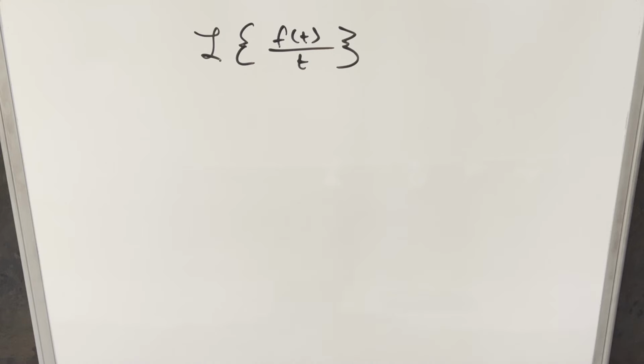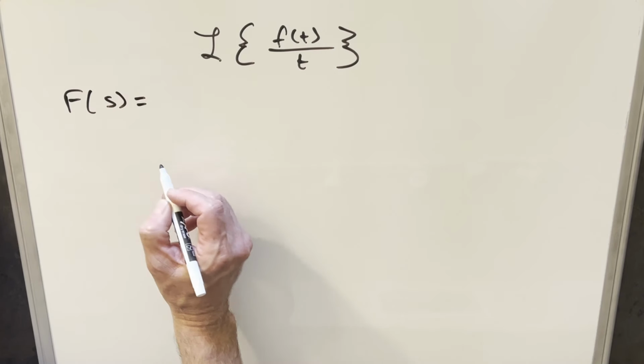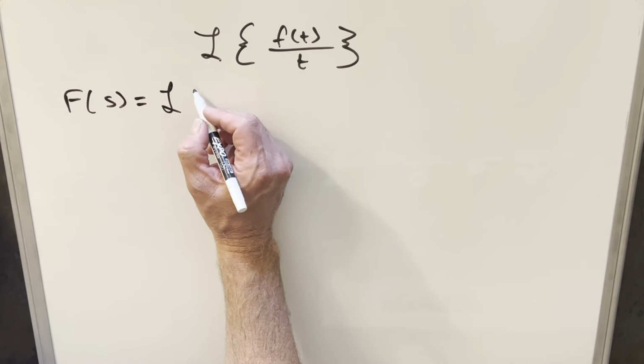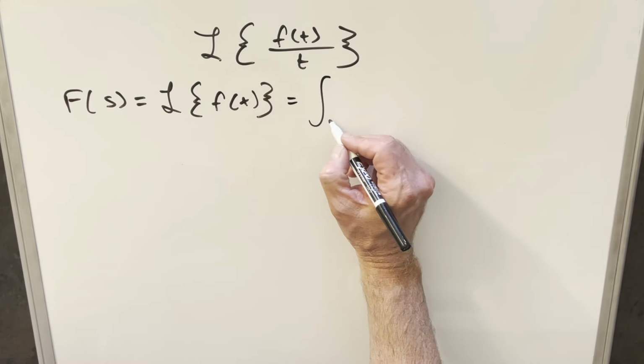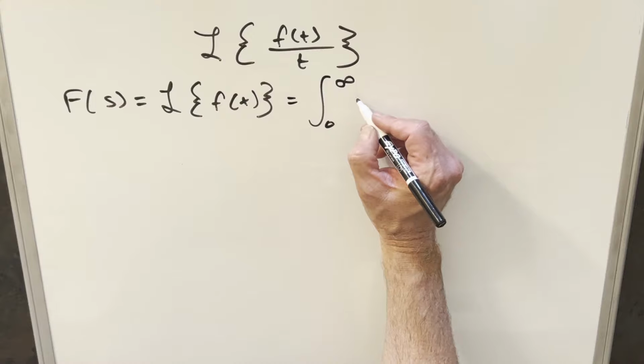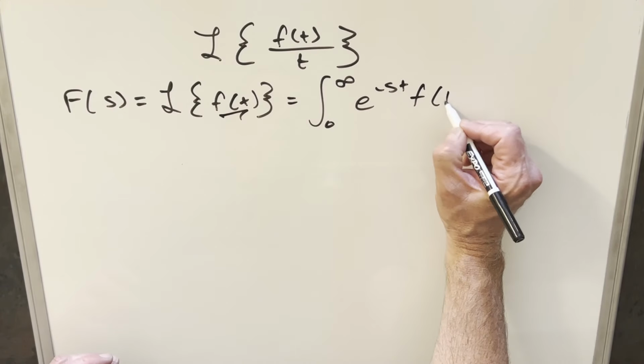Now to get started with this, I want to start with the definition of the Laplace Transform. We use this big F notation for the Laplace Transform of f of t, and we define this in terms of an integral going from 0 to infinity of e to the minus st times f of t.